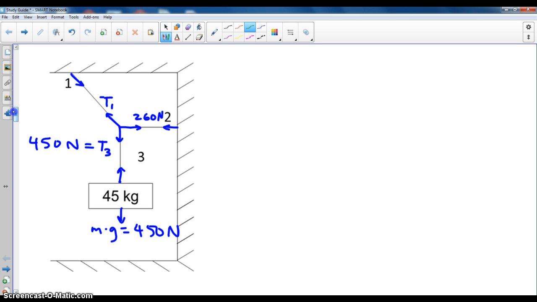T1, we are almost there. T1 has an x component and a y component. The x component I'll just call Tx. The y component I'll call Ty. This intersection is in equilibrium. That means at the intersection, the forces pulling left, which are Tx, balance or equal the forces pulling to the right, which is 260.